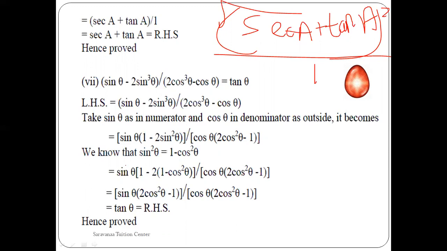Okay. Then 1 minus 2 sin square theta. Sin square theta becomes 1 minus cos square theta. So instead of sin square theta, they are putting 1 minus cos square theta. So it becomes 1 minus 2 into (1 minus cos square theta) by cos theta into (2 cos square theta minus 1). Then it becomes (2 cos square theta minus 1) by (2 cos square theta minus 1) into tan theta. Cancel these two and you get the answer as tan theta. Hence proved.